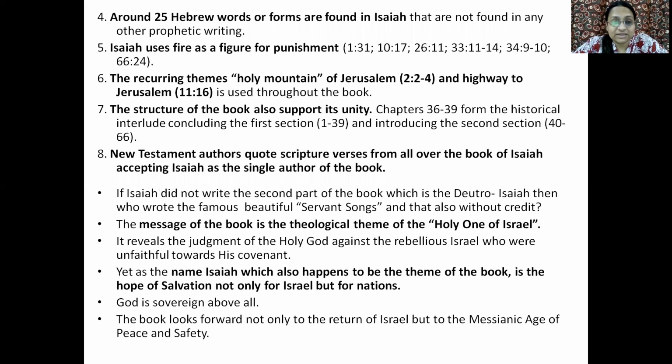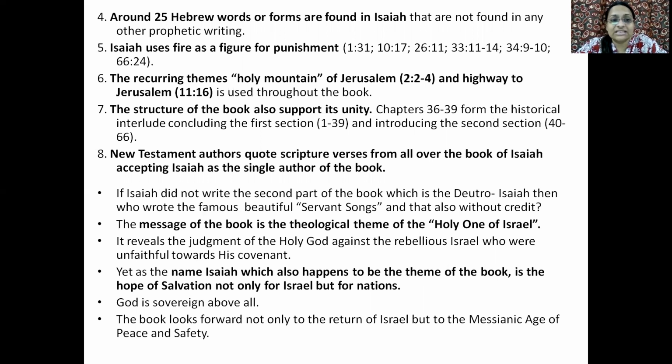Okay. The next reason they give is that around 25 Hebrew words or forms are found in the book of Isaiah that are not found in any other prophetic writing. So it has to be one author. Then Isaiah uses fire as a figure of judgment or punishment. The verses are mentioned for your reference. So Isaiah was the person who used fire as a figure of speech for punishment.